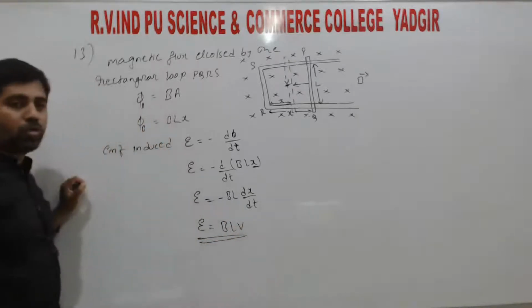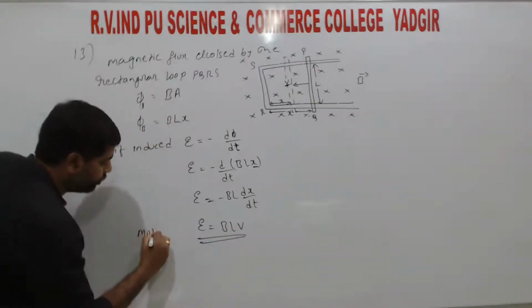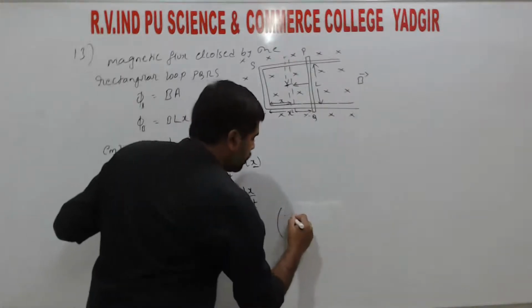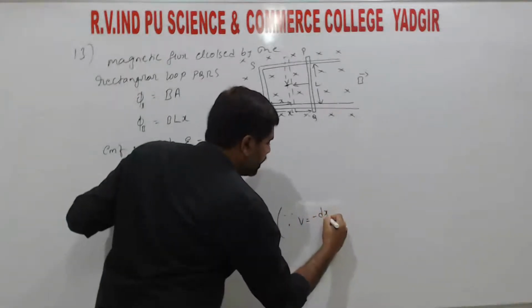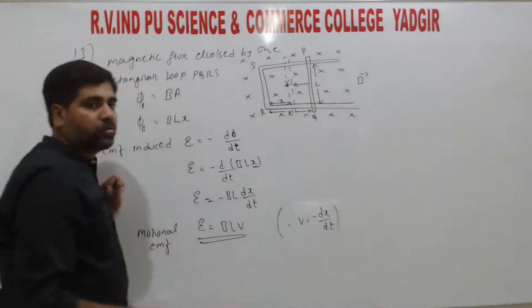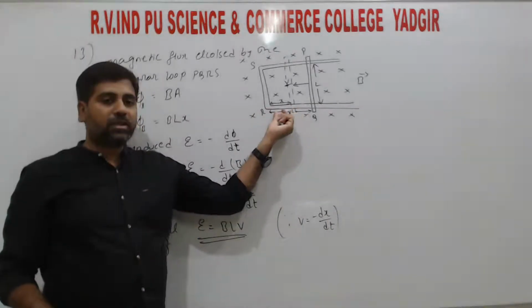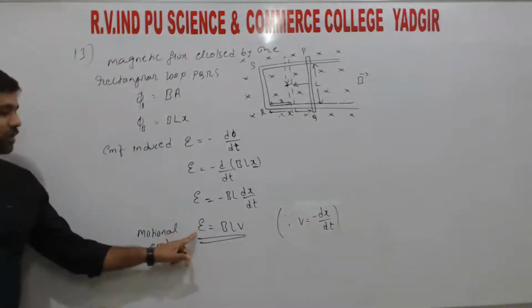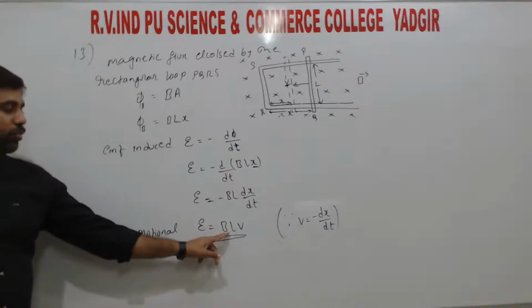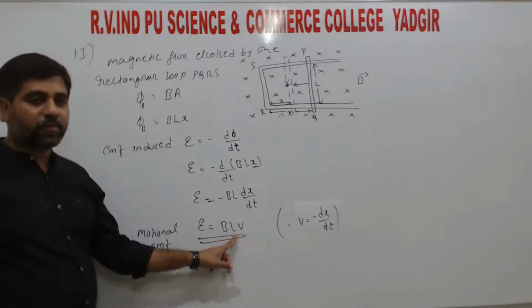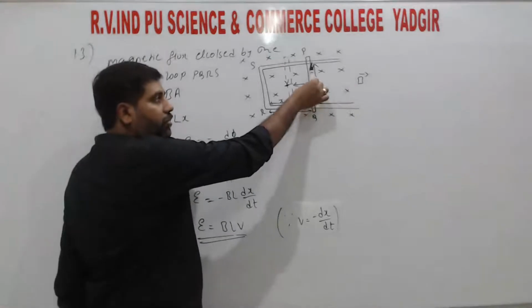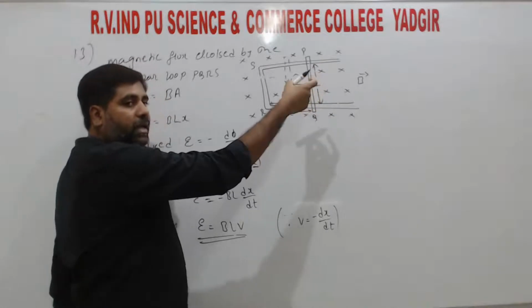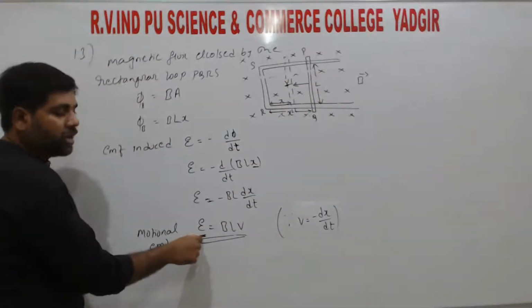So this is the motional EMF, where v is equal to minus dx by dt. Why minus? Because the displacement is decreasing, getting smaller, that is why we take minus. So this is the motional EMF, E is equal to BLv, where L is the length of the conductor moving in the magnetic field, and at the ends of the conductor EMF is induced.